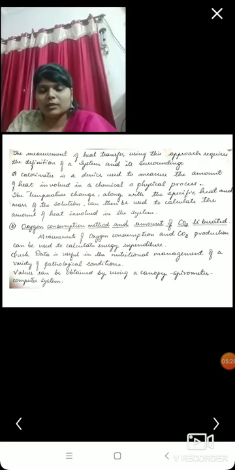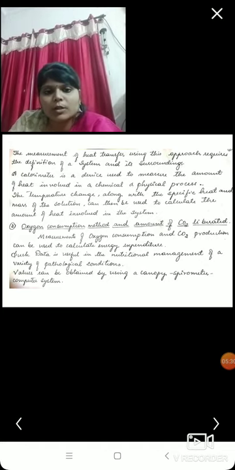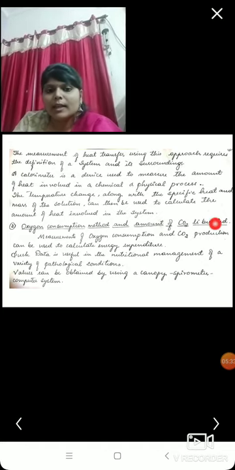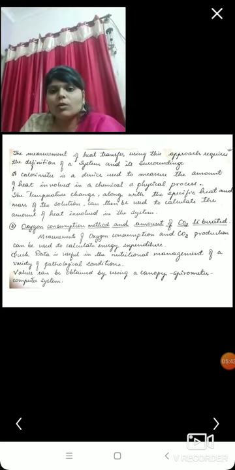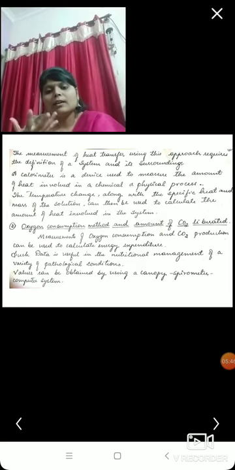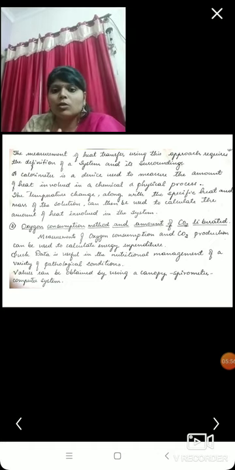Moving on to the next one, the oxygen consumption method and the amount of carbon dioxide liberated. The measurements of the oxygen consumption and the carbon dioxide production can be used to calculate the energy expenditure. So how much energy we are spending can be measured in terms of how much oxygen you consume and how much carbon dioxide you are releasing outside. Such data is useful in the nutritional management of a variety of pathological conditions also.